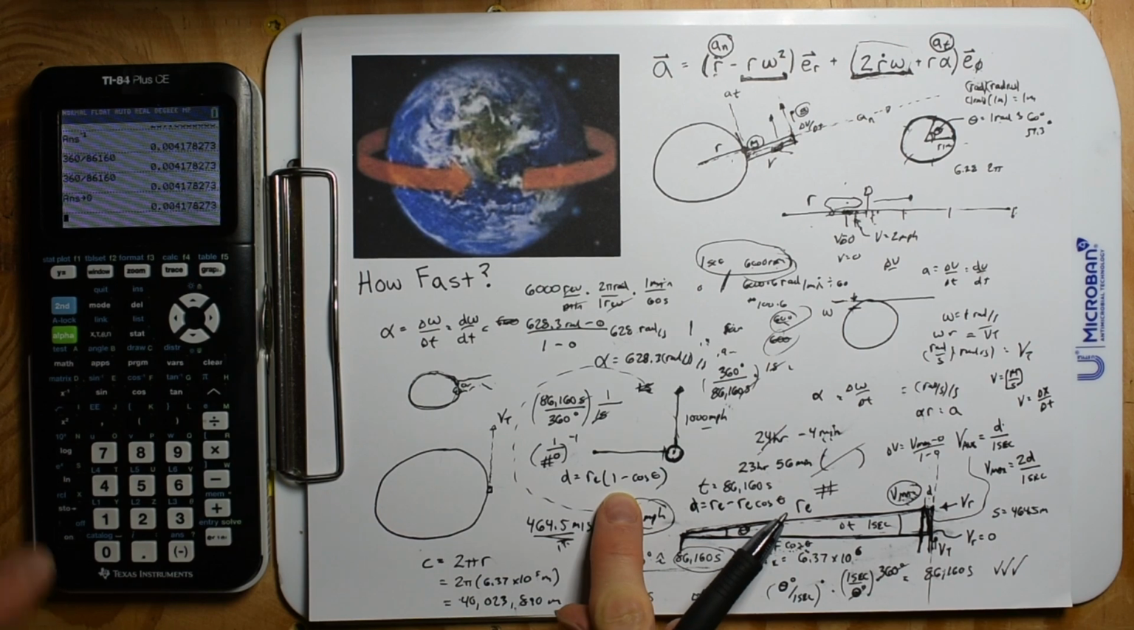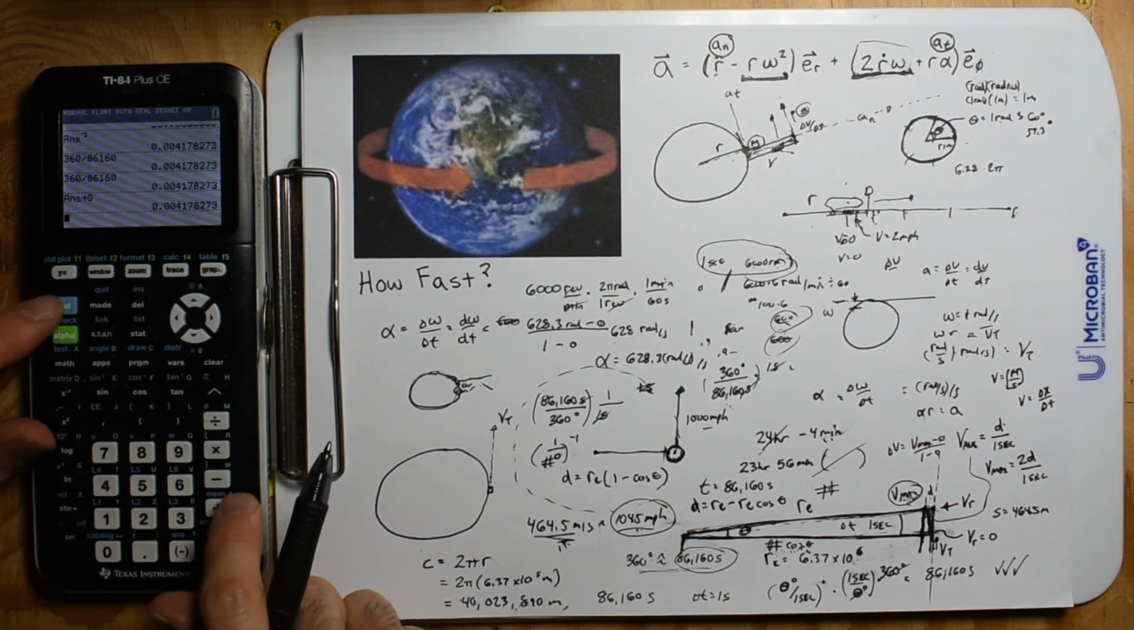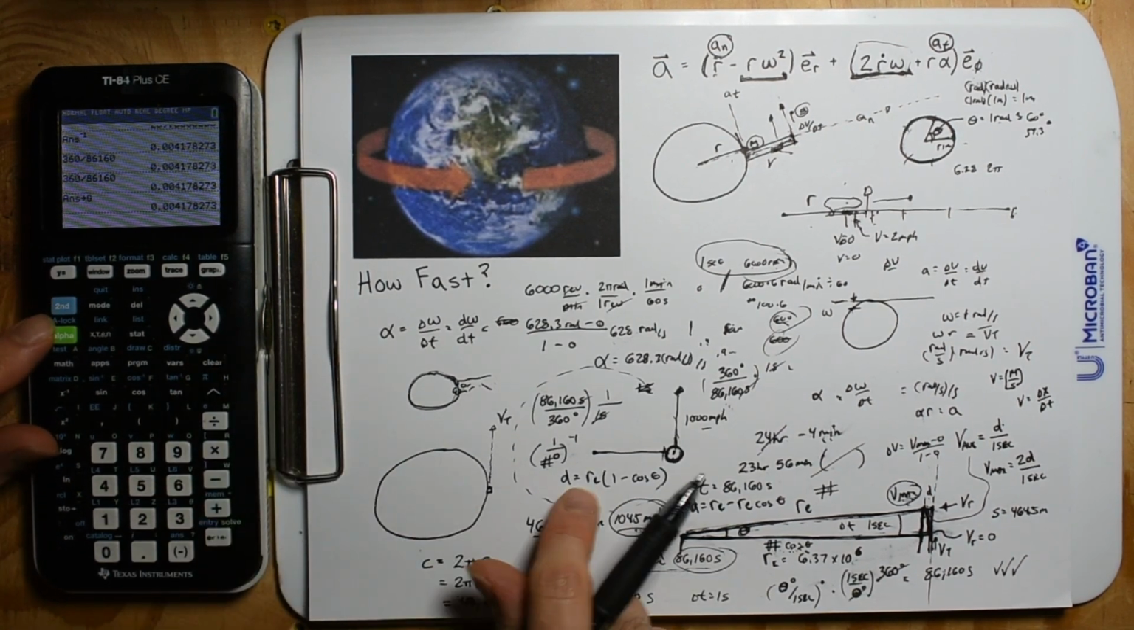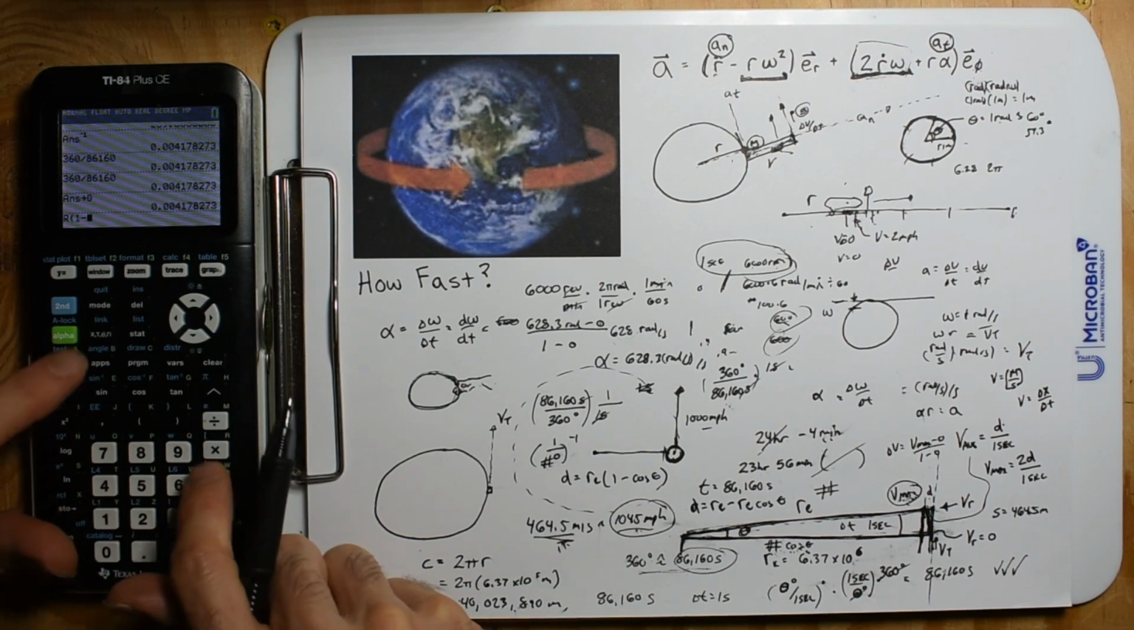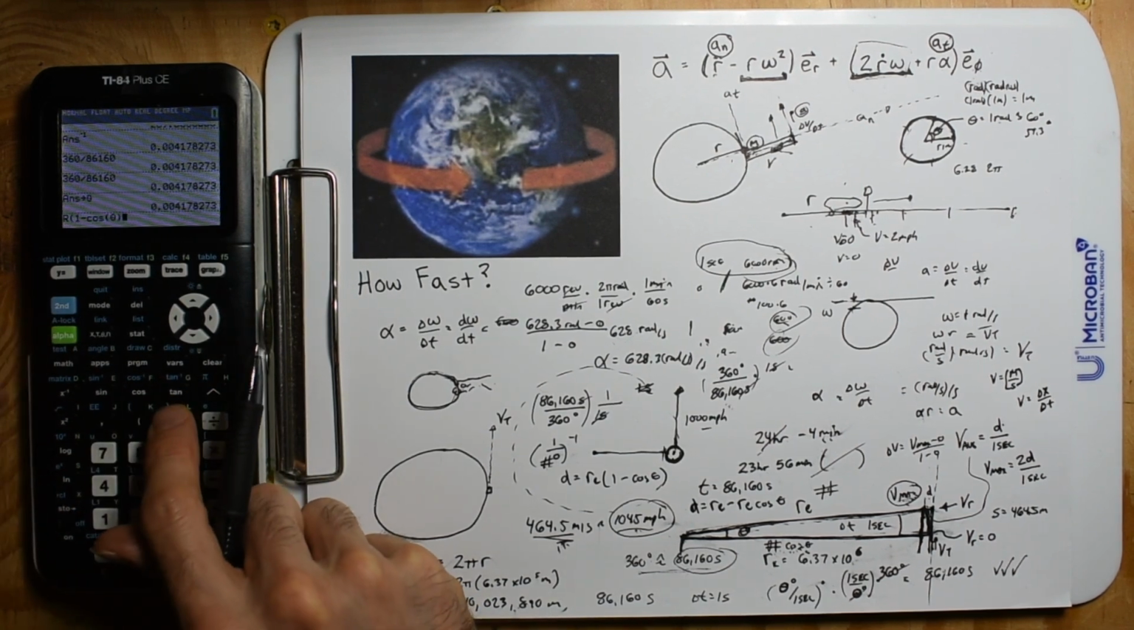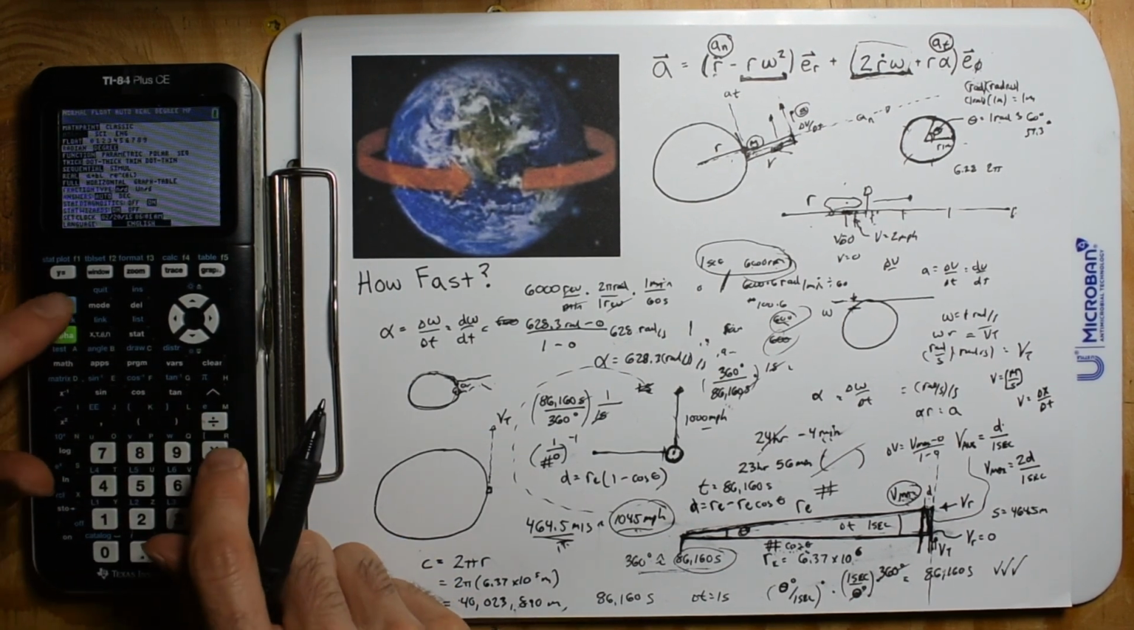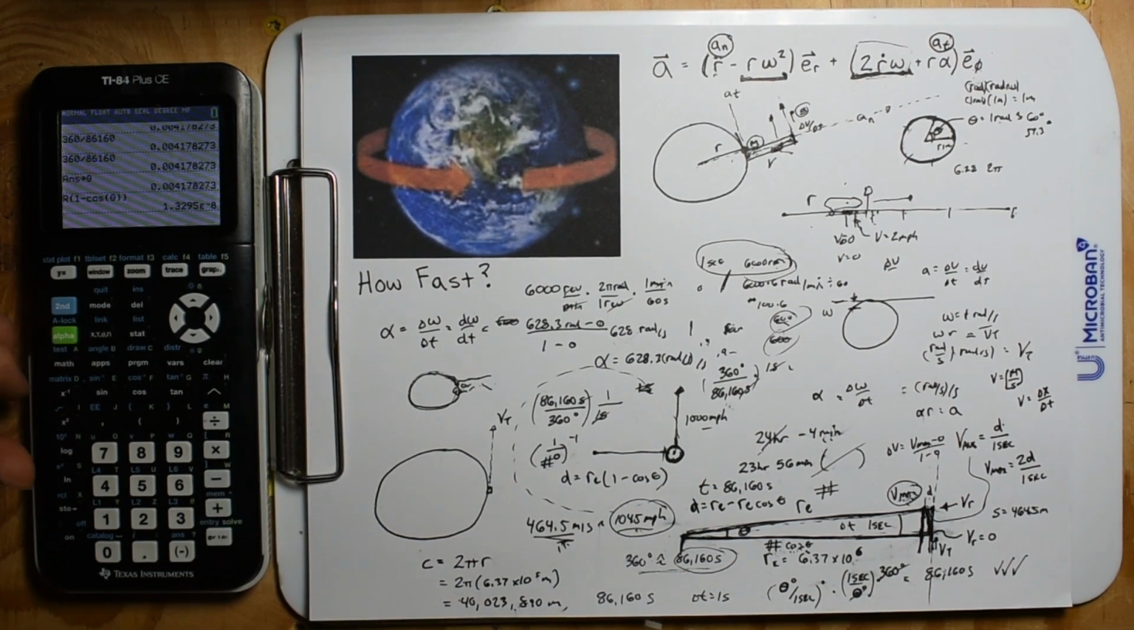Let's do it that way. So alpha r, 1 minus cosine, and we have theta stored, and we're in degrees. Cool. So now we have this distance d, which is really small.